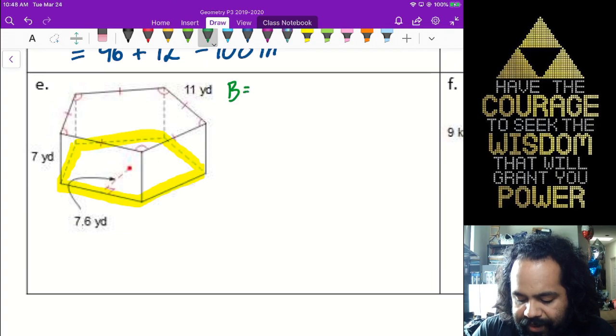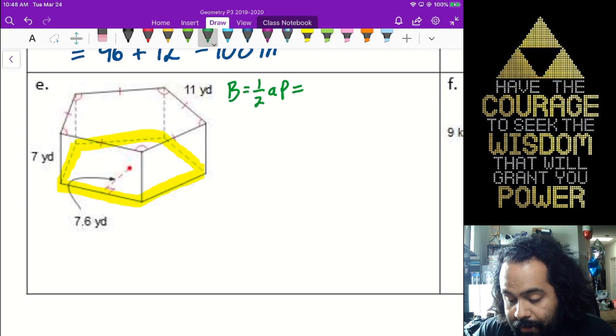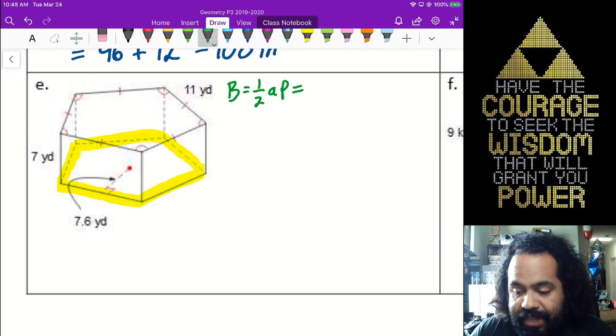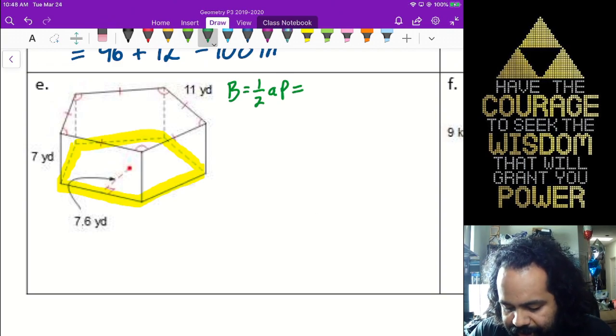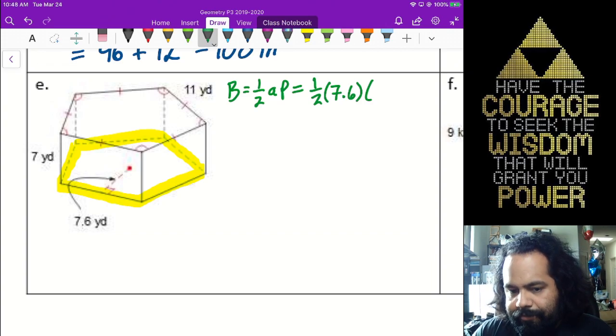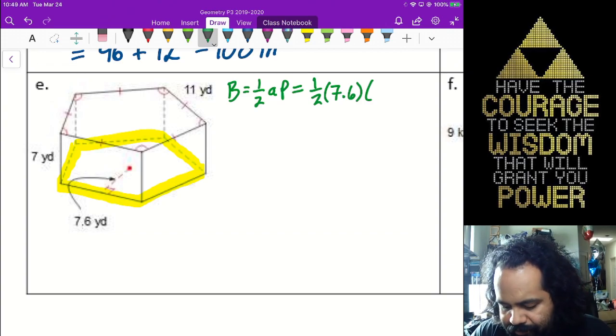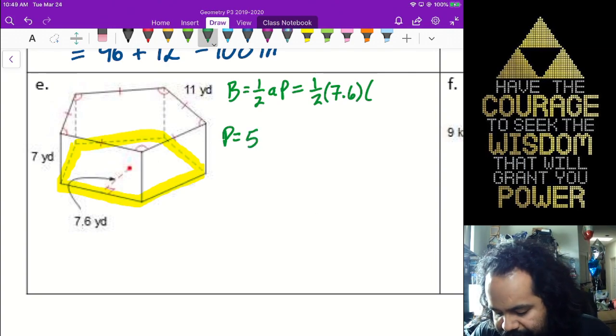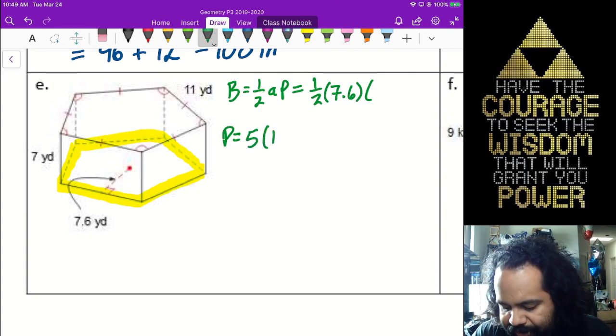So for this base, it's going to be 1/2 AP. Well, our apothem is actually given to us. So we're going to have 1/2 of 7.6 times the perimeter. Oh, wait. I need the perimeter. There are 5 sides. Each side is 11 yards.